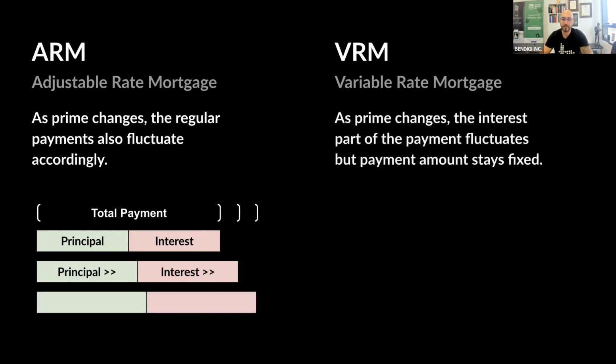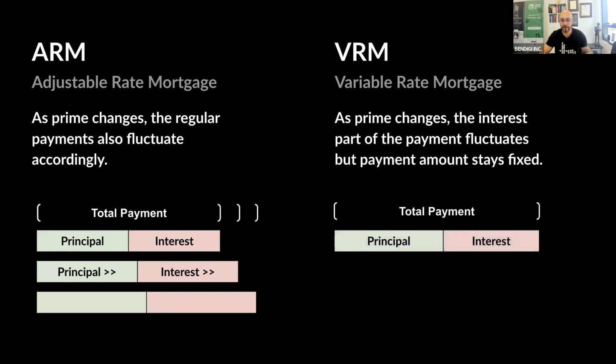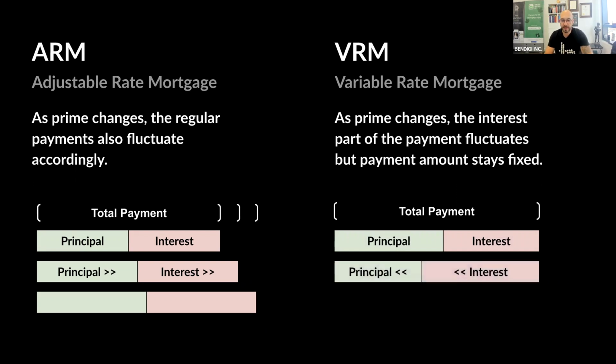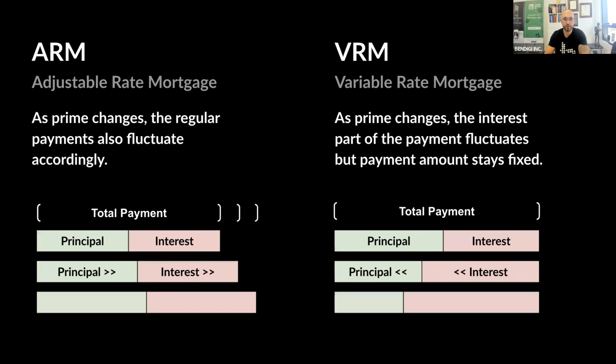VRM is basically when prime changes, just the interest part of the payment changes, but the total payment remains fixed. If you were to visualize this, think of it as this is the total payment. There's a principal part and an interest part. And when, let's say, prime increases, the interest part changes, principal gets reduced. However, the entire payment remains fixed. That's very important to know.